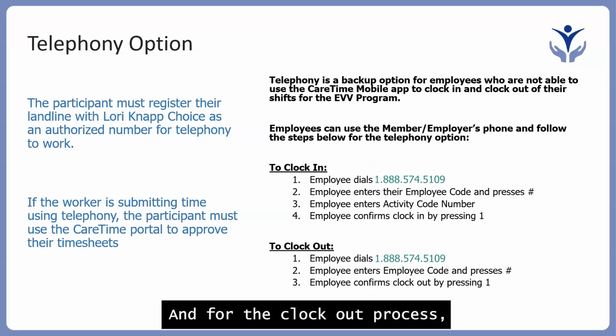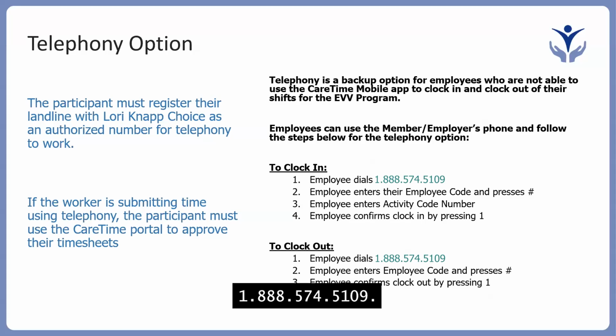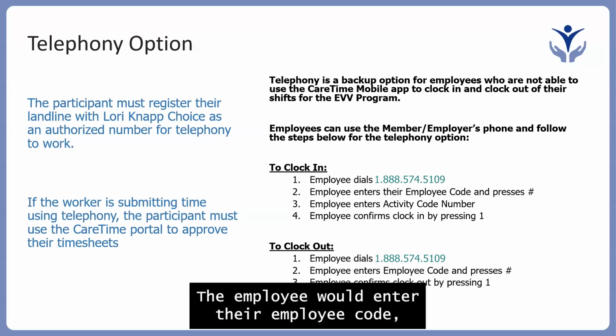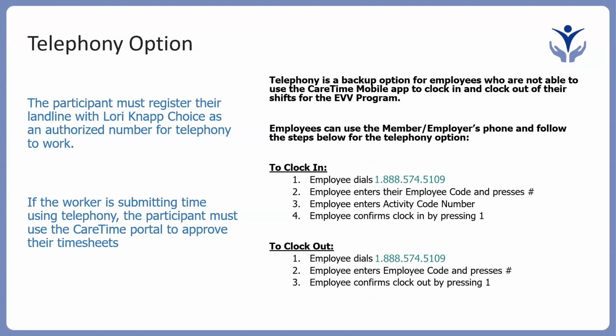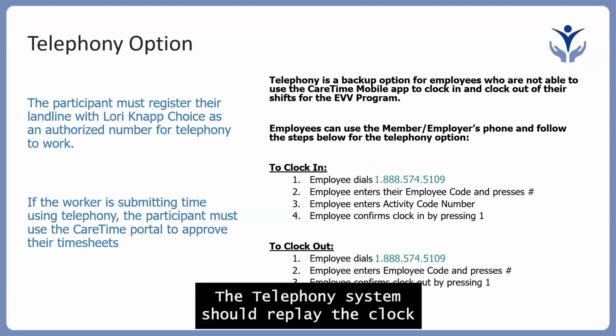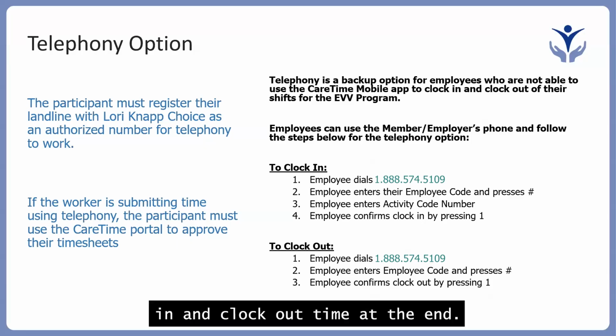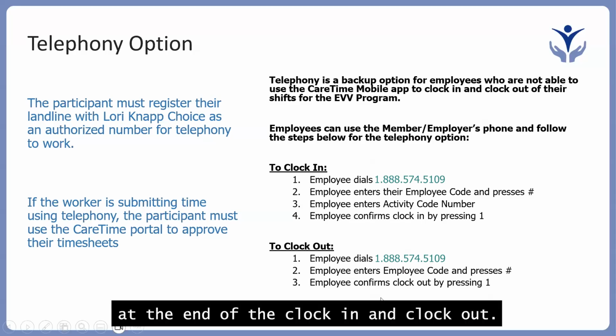And for the clock out process, once again, dial the telephony number 1-888-574-5109. The employee would enter their employee code, which is once again the same number that you would use for CareTime, and then press pound, and then the employee would confirm the clock out by pressing 1. The telephony system should replay the clock in and clock out time at the end. So just always be sure to wait for that at the end of the clock in and clock out.